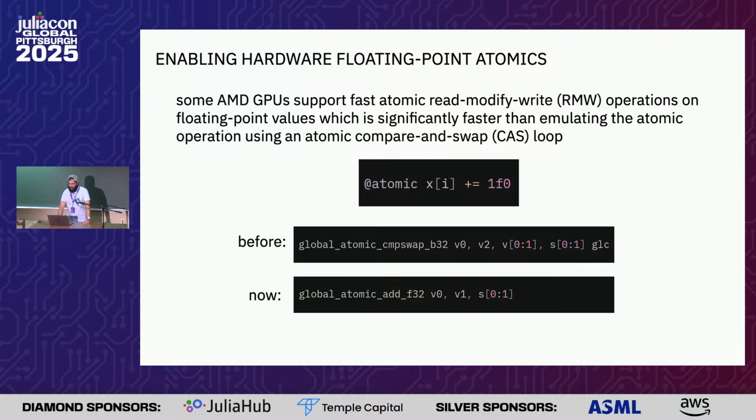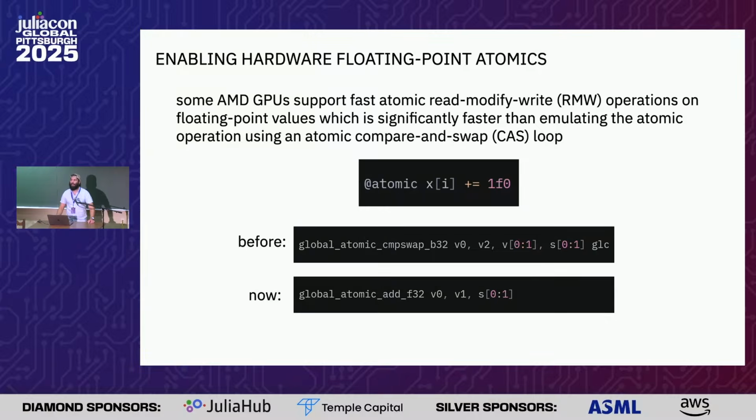One of the big changes that people will notice is that hardware atomics for floating points is much improved and much faster. At the top is an example of using the add atomic macro to increment a value in an array. Before, this was lowering to a compare and swap loop. You do not want to do this. This is not efficient. If you have an atomic add instruction, you want to use it. We are now using it. This is awesome to see.